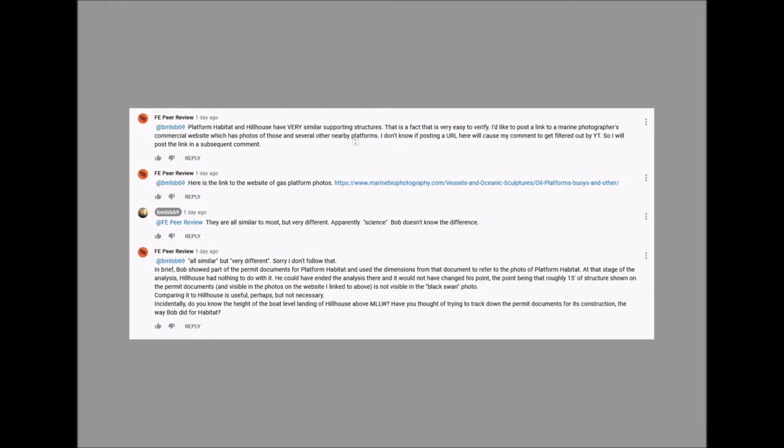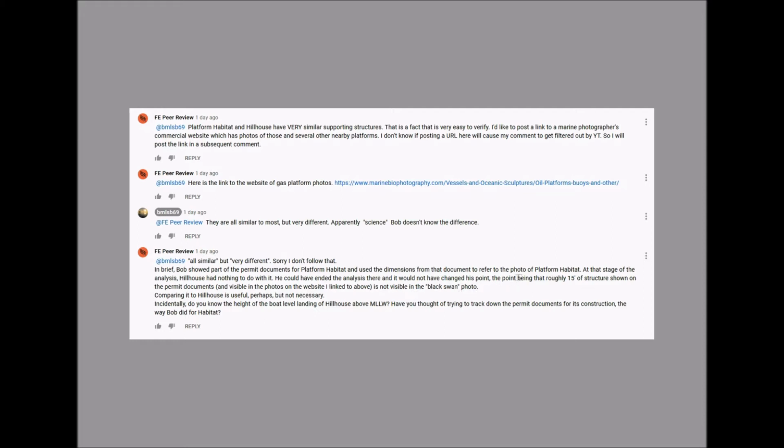I then also gave him a link to marine biophotography. I'll show the images from that. He responded, they are similar to most but very different. I responded, all similar but very different. Sorry, I don't follow that. Bob showed part of the permit documents for platform habitat and used those dimensions. At that stage of the analysis, Hill House had nothing to do with it. He could have ended the analysis there, and it would not have changed his point. The point being that roughly 15 feet of structure shown in the permit documents and visible in the photos on the website I linked to above is not visible in the black swan photo.